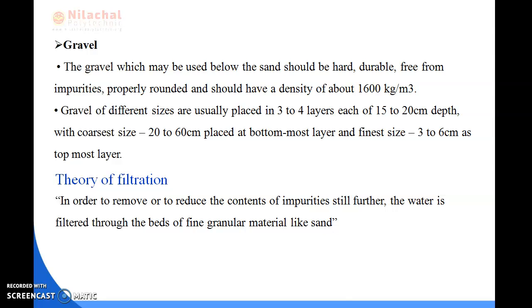So we can say that the gravel used below the sand should be hard, durable and free from any impurities, with a density of about 1600 kg per meter cube. Gravel of different sizes is placed in 3 to 4 layers, each of 15 to 20 cm depth, with coarse size of 20 to 60 cm at the bottommost layer and fine size of 3 to 6 cm as the topmost layer. Next we will be reading about the theory of filtration in the next slide. Thank you.